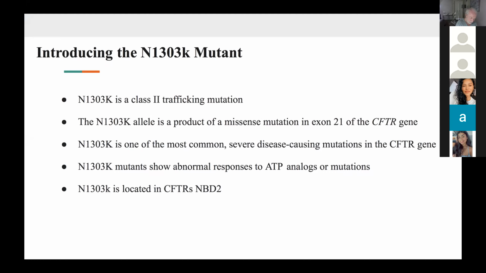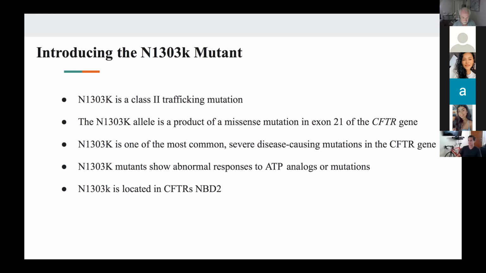The N1303K allele is a product of missense mutation in exon 21 of the CFTR gene. It causes amino acid changes in the NBD2 of the CFTR protein. 88% of people with CF have at least one mutation in that class. It is one of the most common severe disease-causing mutations in the CFTR gene. It causes both defective biogenesis and abnormal gating of the CFTR protein.